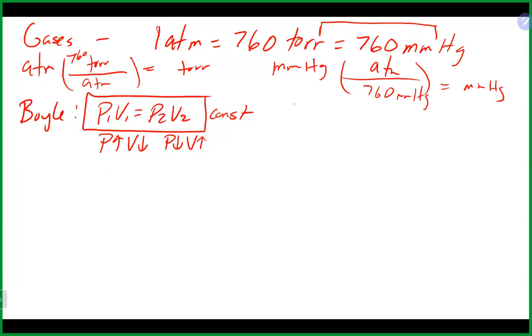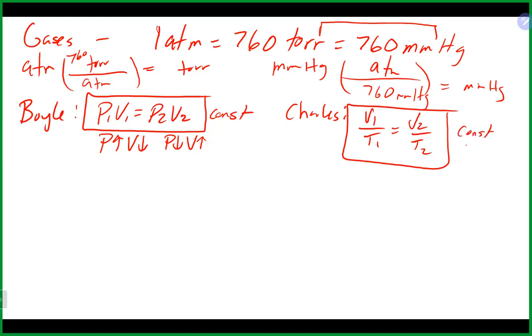We saw Charles' law as well, which is V1/T1 equals V2/T2. This is at constant pressure. And what we saw here is as the volume goes up, so does the temperature. And as the volume goes down, so does the temperature. The relationship we saw is that the pressure is able to remain constant because the volume adjusts with the temperature.